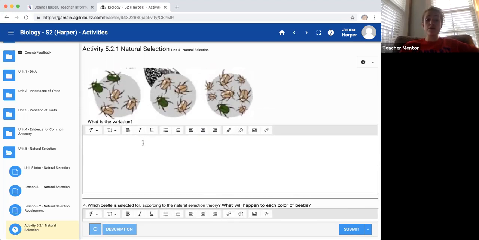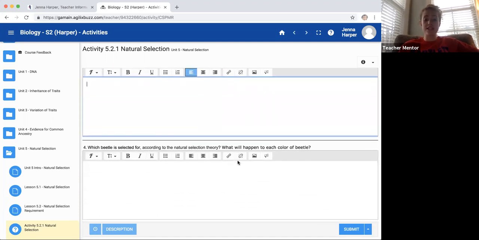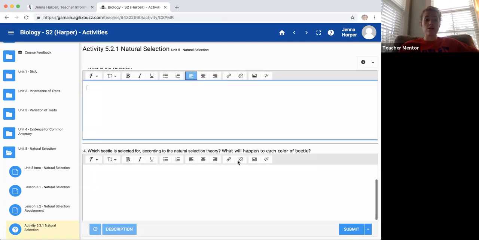Over time, according to our natural selection theory, the strong are going to survive and reproduce. The ones that aren't getting eaten are going to start surviving longer and reproducing, and we end up with more brown beetles. Now, if the environment changed due to climate change or different things like that, we could have some variation in those answers.